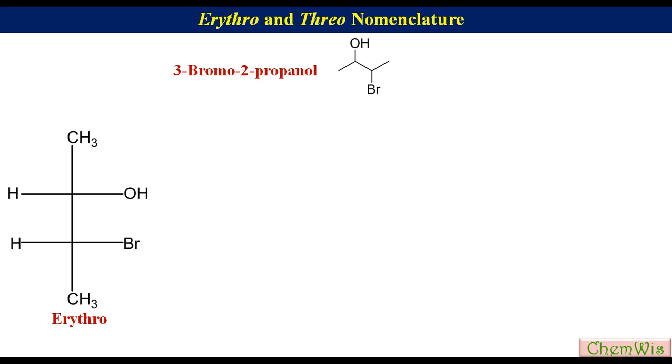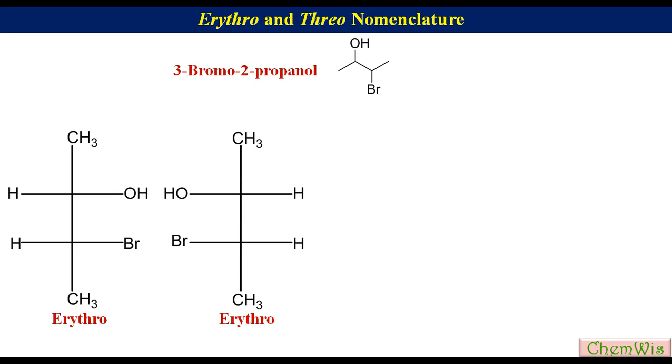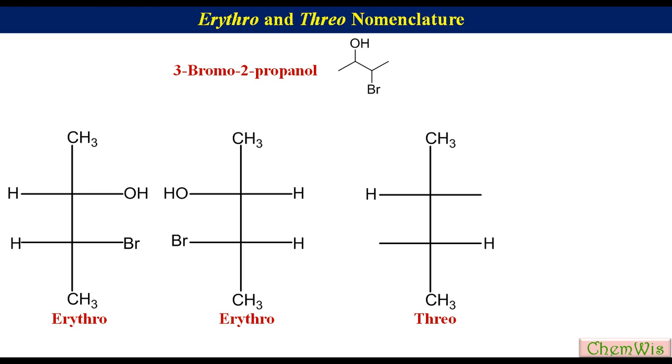The second erythro isomer will be its enantiomer like this. For drawing one of the two threo isomers, draw a skeleton for the Fischer projection. Put methyl groups on the vertical lines. One H on the left and other on the right. Now put OH on the right and Br on the left. The second threo isomer will be its enantiomer like this.